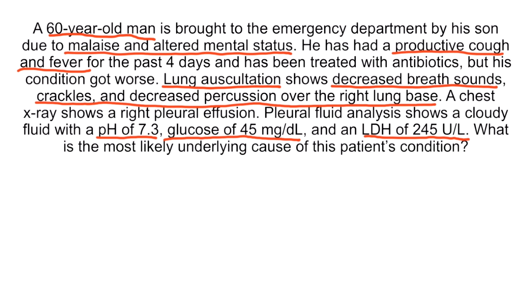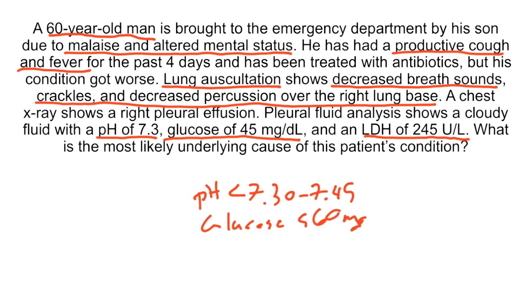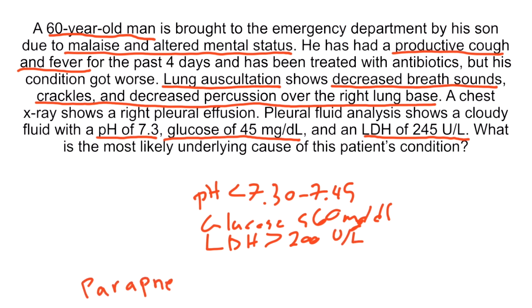Pleural fluid analysis with a pH of 7.3, glucose of 45, and an LDH of 245 indicates an exudative pleural effusion. Parapneumonic effusions are exudative effusions that occur in response to pneumonia. Remember that exudative pleural effusions typically have a pH of less than 7.3 to 7.45, a glucose of less than 60, and an LDH of greater than 200. So in answer to the question, the patient most likely has a parapneumonic effusion.